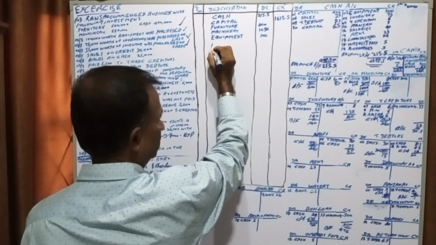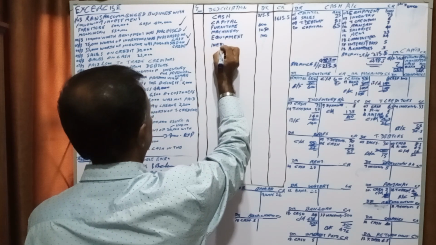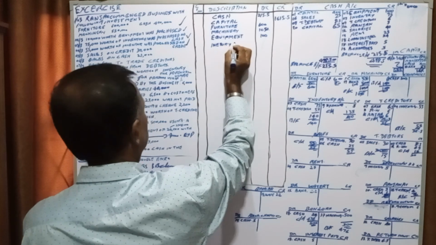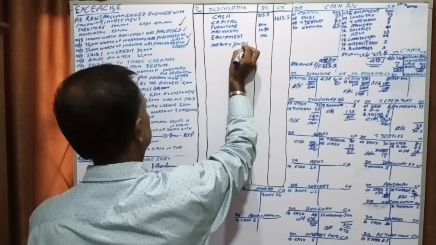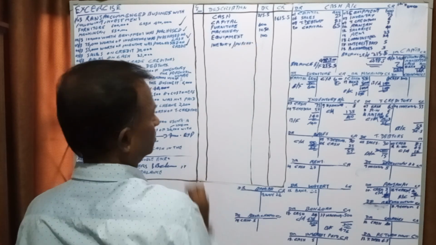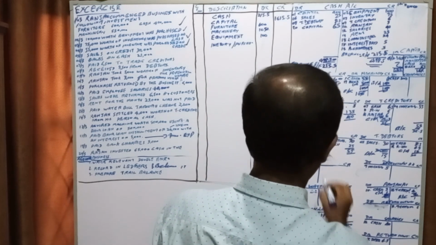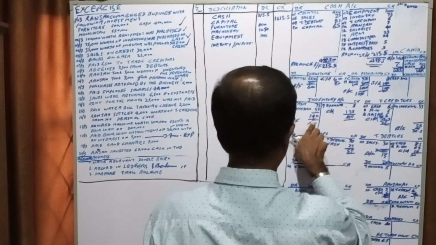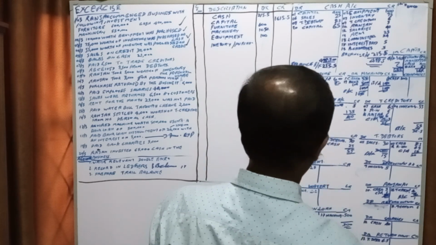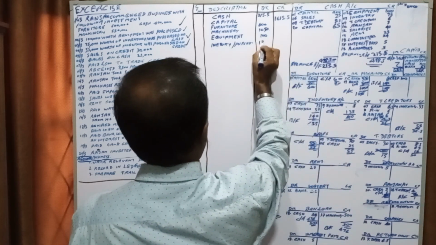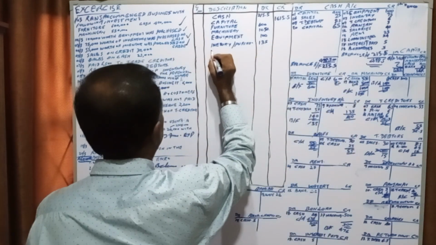Then next is inventory, or purchases we can say. Purchases has a balance of 135,000. Trade creditors.